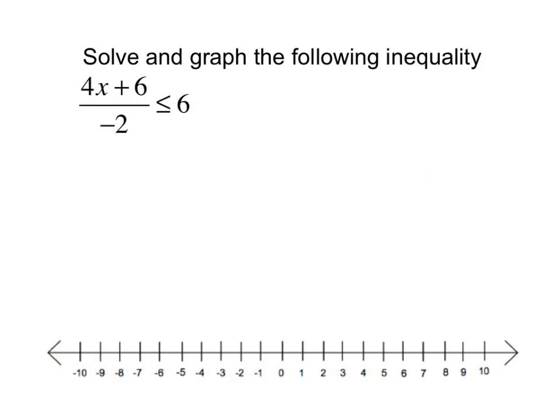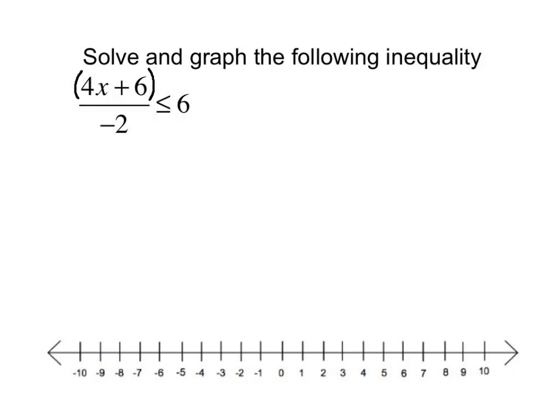Next example, I'm again asked to solve and graph this inequality. Unlike before, I really don't have the opportunity here to distribute the negative 2 across parentheses because there really are no parentheses, even though sometimes we talked about imagining that there was an implied set of parentheses on the top. The negative 2 is not being multiplied across those.